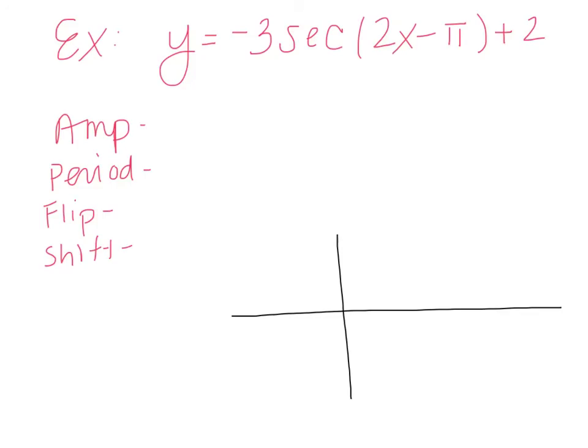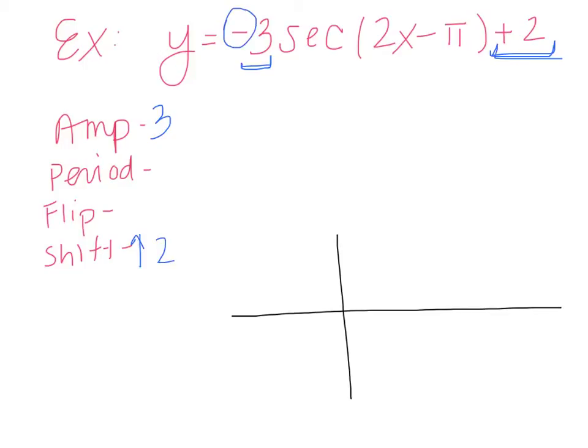Okay, so we have y equals negative 3 secant (2x minus pi) plus 2. So let's look at what we have. This number here, the coefficient of the trig function, indicates your amplitude. Your amplitude is going to be 3. This number here, outside of your argument, indicates vertical shift. It's positive, so it's going to be up 2.